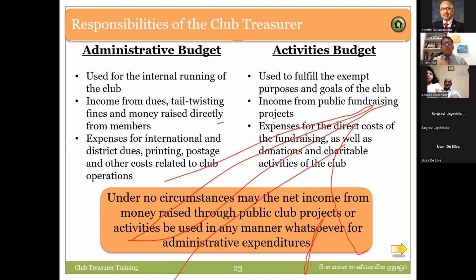So you have to prepare a proper budget and charge accordingly from your club members for all administrative expenses. Okay? Under no circumstances should you take money from the activities budget. Okay? Please do remember that.